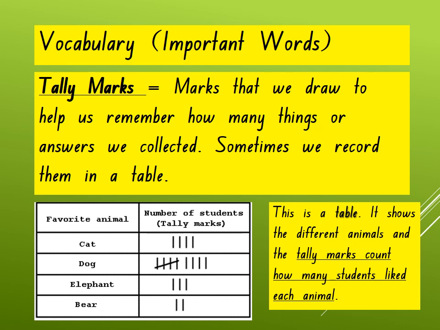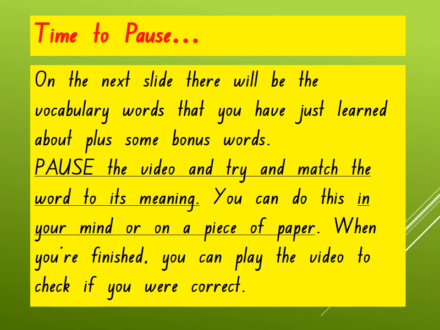Then I can see there are 3 tally marks next to elephant, which must mean that 3 people love elephants the best. They are their favourite animal. And finally, there are 2 people that have chosen the bear as their favourite animal. But the tally marks are really great because they can help us remember how many people liked each animal.